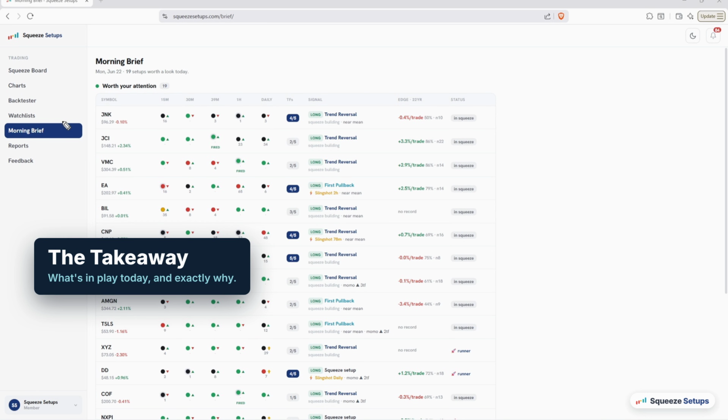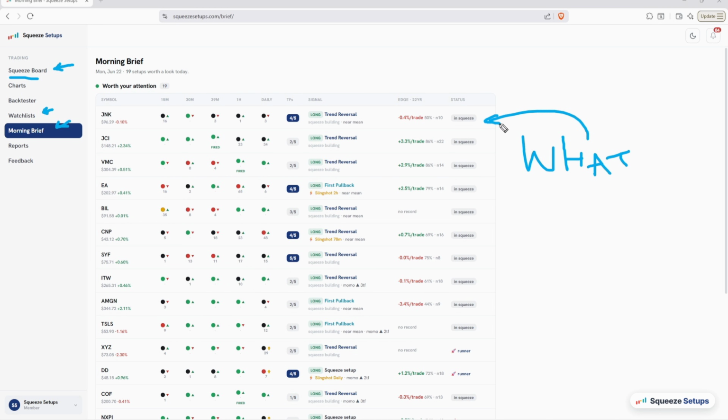One more time to summarize, the morning brief tells you what stocks are likely to be in play today and helps give you the exact reason why we're looking at those stocks. You get the same information as we've seen on the rest of the platform at your fingertips, so you can piece everything together to pick and choose the setups you care to dive deeper and actually trade.